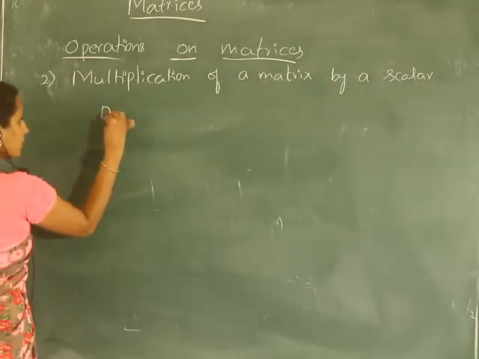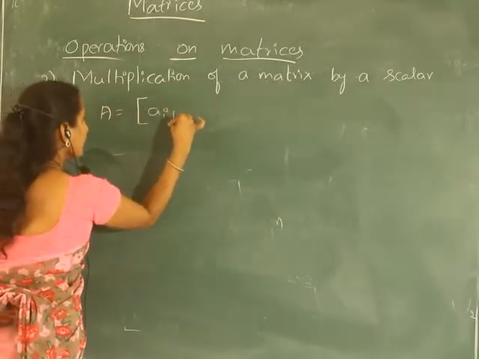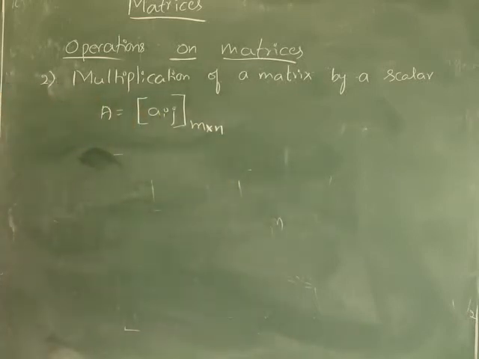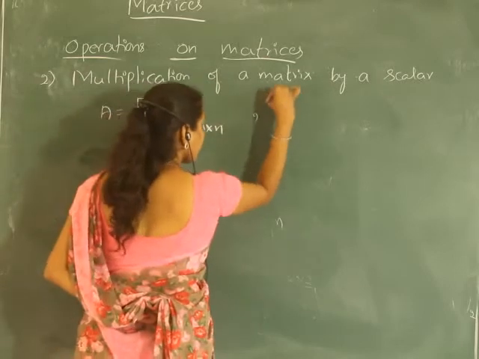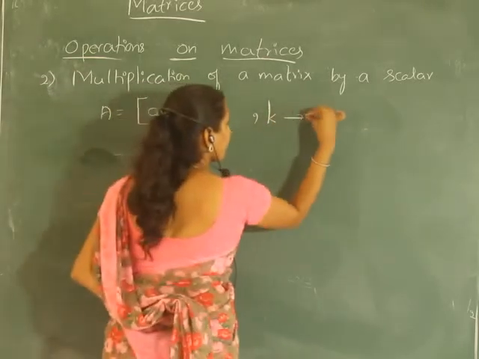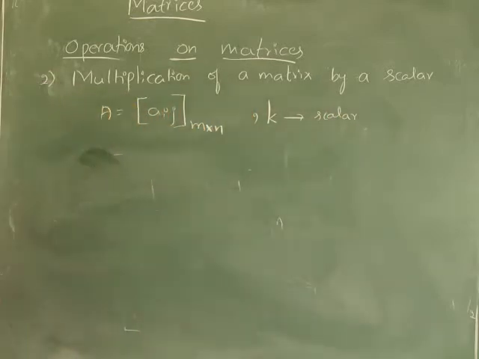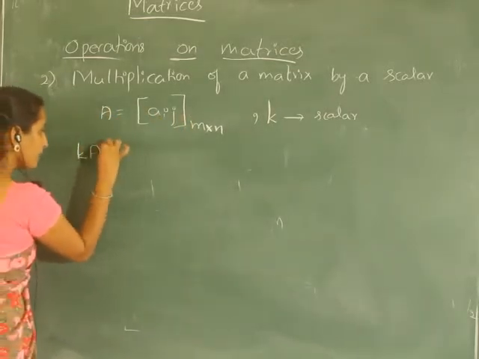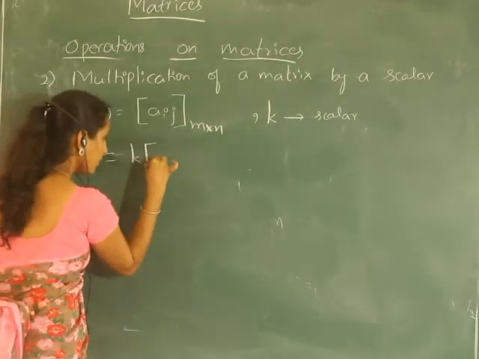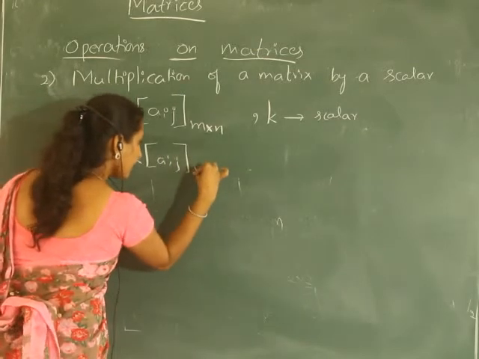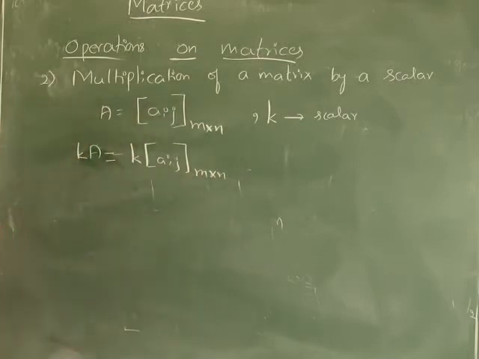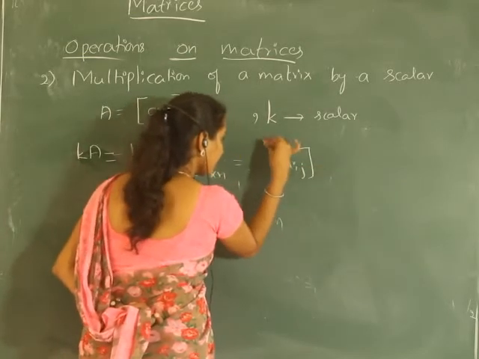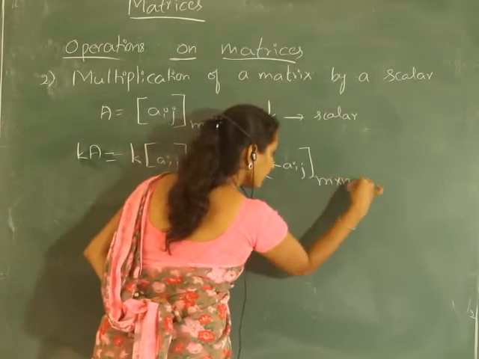If A is a matrix with entries Aij and order m cross n, and k is any scalar, then the multiplication of A by the scalar is given by k into A, which is equal to k into the matrix Aij, of order m by n.